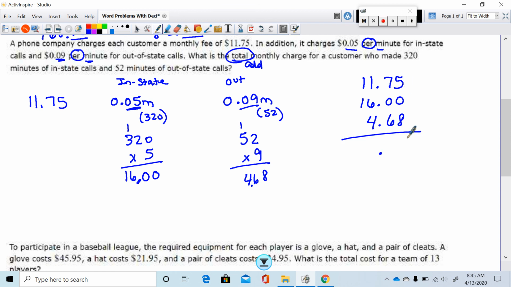5 plus 8 is 13. Write down the 3, carry the 1. 1 plus 7 plus 6 is 14. Write down the 4, carry the 1. 1 plus 1 plus 6 plus 4 is 12. Write down the 2, carry the 1. 1 plus 1 plus 1 is 3. So the total charge for that customer is $32.43.